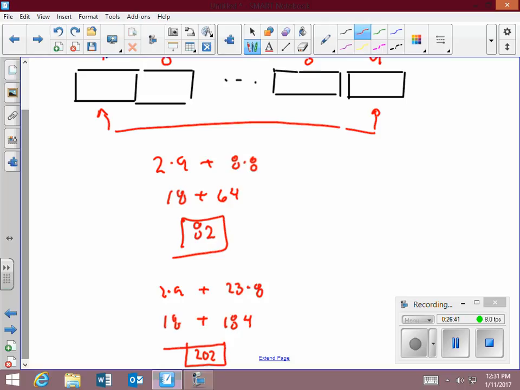Oh, see, if there's 25 total tables, there's 2 on each end, this one and this one, that has 9 people at it. And then there's 25 minus 2 is 23. Oh, okay. So you have 23 with 8 in it.